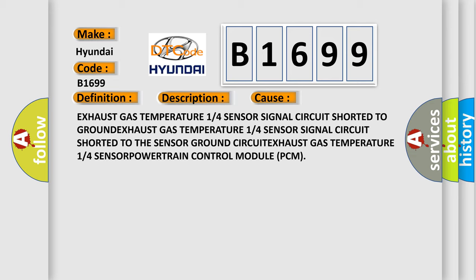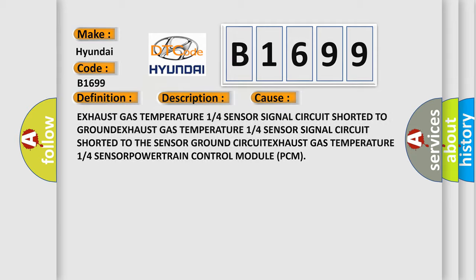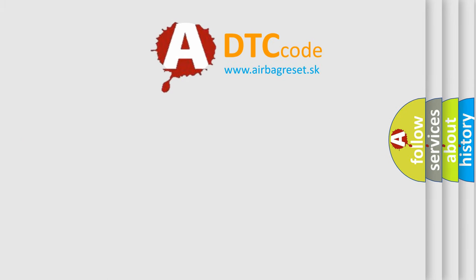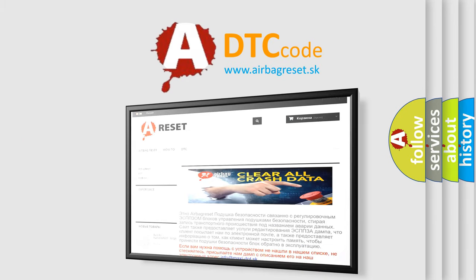This diagnostic error occurs most often in these cases: exhaust gas temperature 1 or 4 sensor signal circuit shorted to ground. Gas temperature 1 or 4 sensor signal circuit shorted to the sensor ground circuit. Gas temperature 1 or 4 sensor or powertrain control module PCM failure.